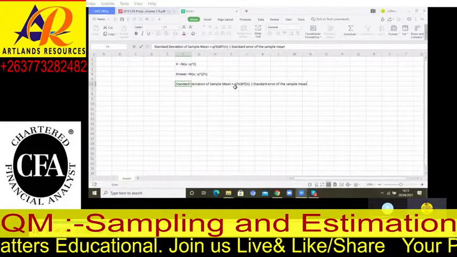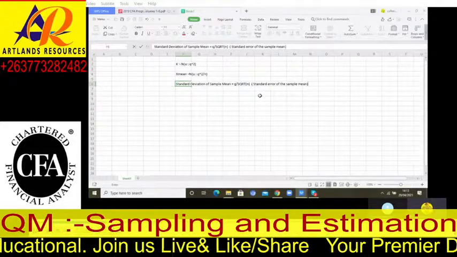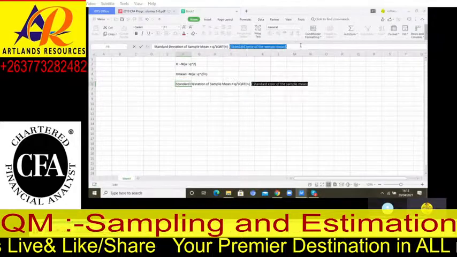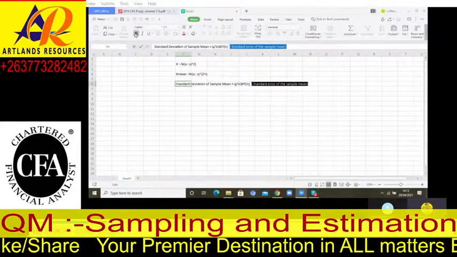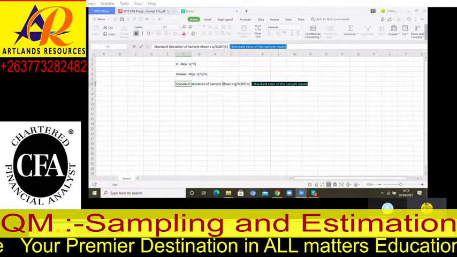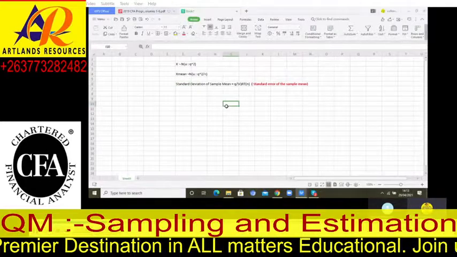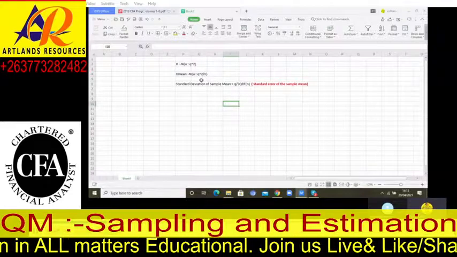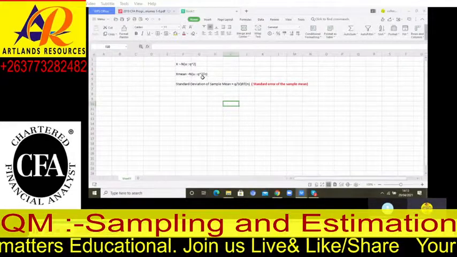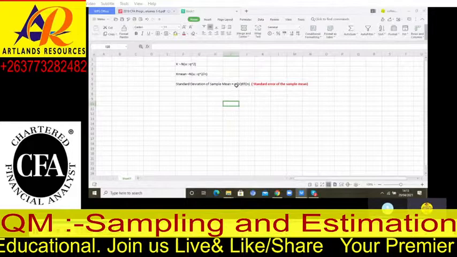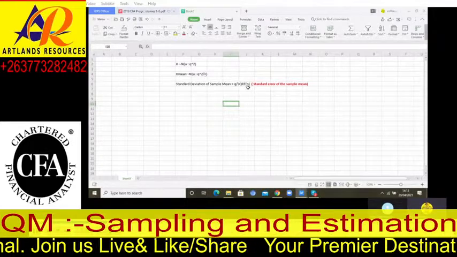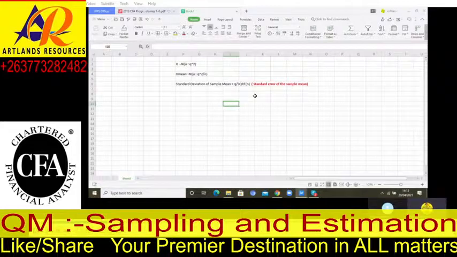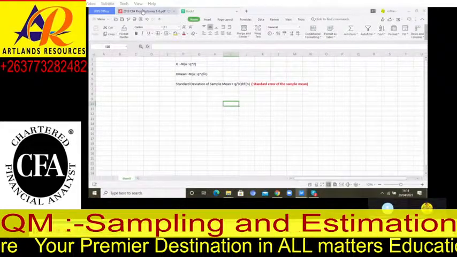It is called the standard error of the sample mean. That's the proper terminology for the standard deviation which is from the distribution of sample means. So when they are saying calculate and interpret, it's a matter of taking the square root of the variance. The square root of sigma squared is sigma, the square root of n is the square root of n, so it's sigma over the square root of n. That's how you get the standard error of the sample mean.